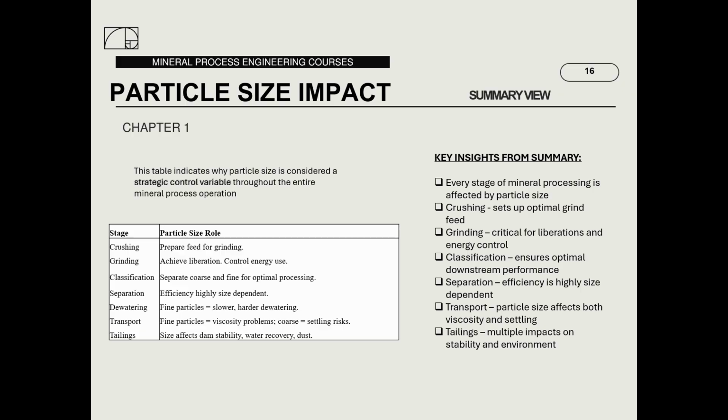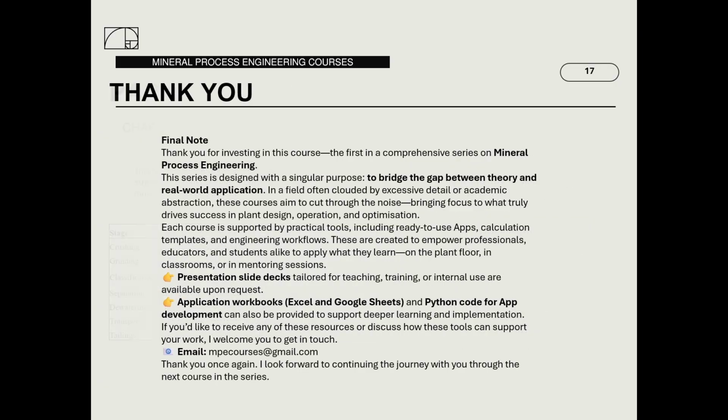This summary table consolidates the role of particle size at each stage of mineral processing, from crushing to tailings management. It highlights how particle size prepares feed for grinding, controls energy use, ensures optimal classification, affects separation efficiency, influences dewatering rates, impacts transport viscosity and settling, and determines tailing stability and environmental outcomes. The key insight is that particle size is a strategic control variable essential for optimizing the entire mineral processing operation.